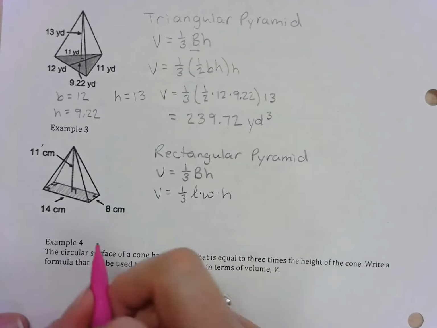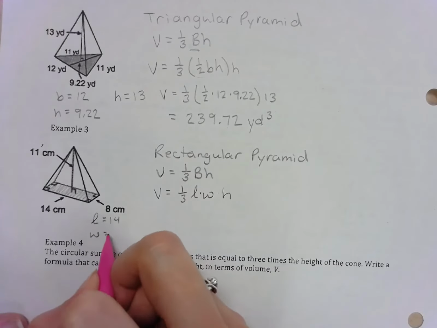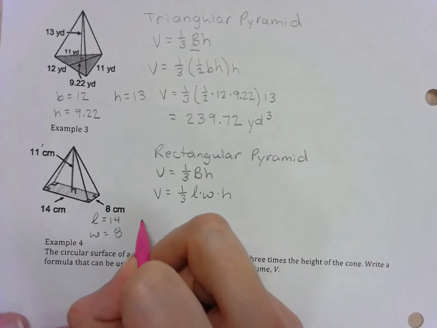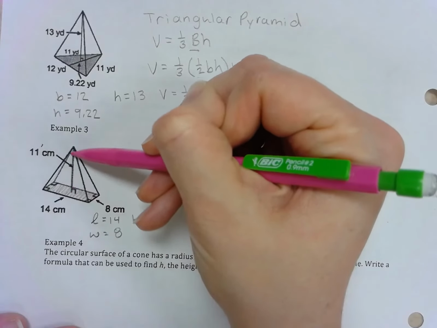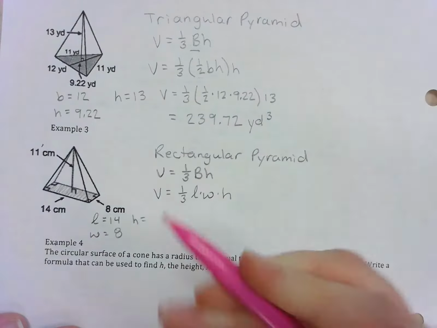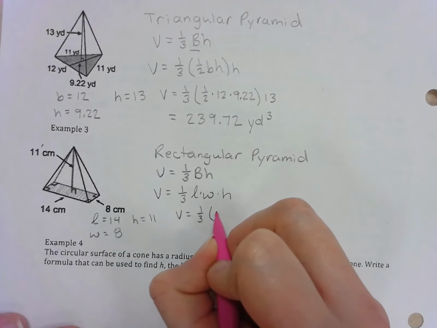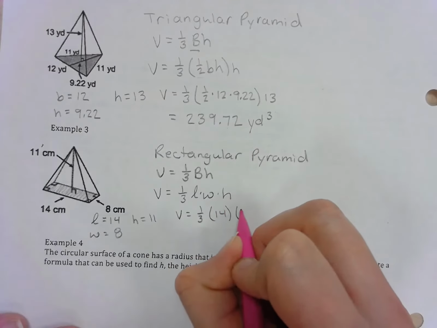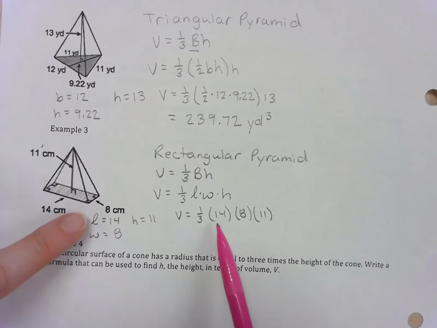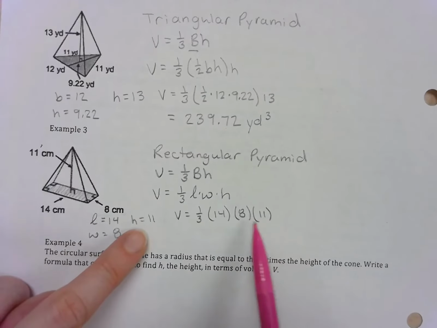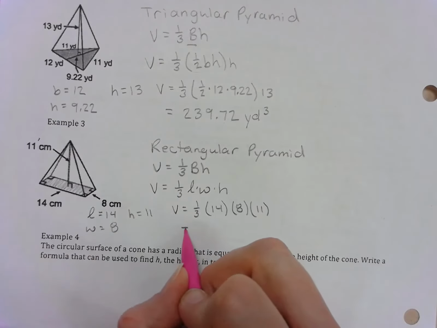So let's find our values. The length of the rectangle is 14. The width of the rectangle is 8. And the height of the entire figure, from that point vertically down to our base figure, will be 11. So that volume is going to be 1/3 times 14 times 8 times 11. Using our length, width, and height, we have to multiply it by 1/3 because it was a pyramid.